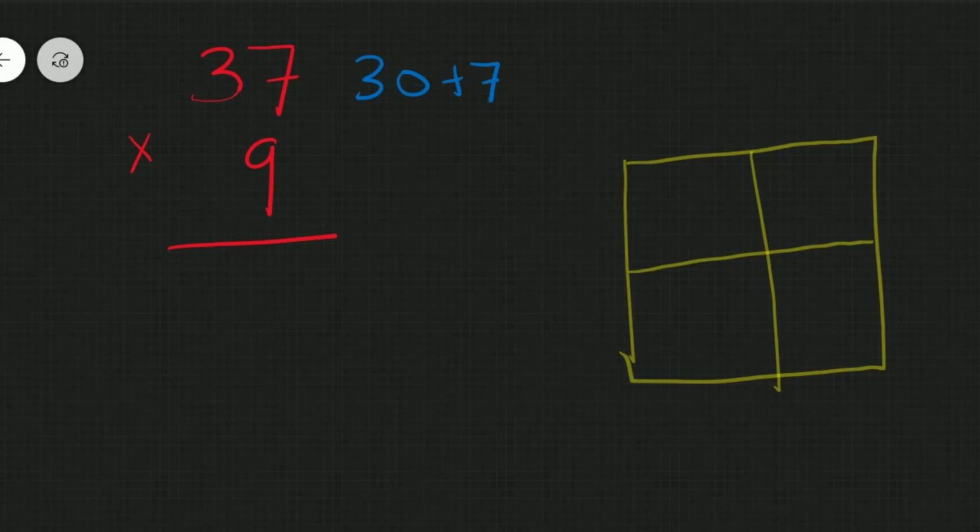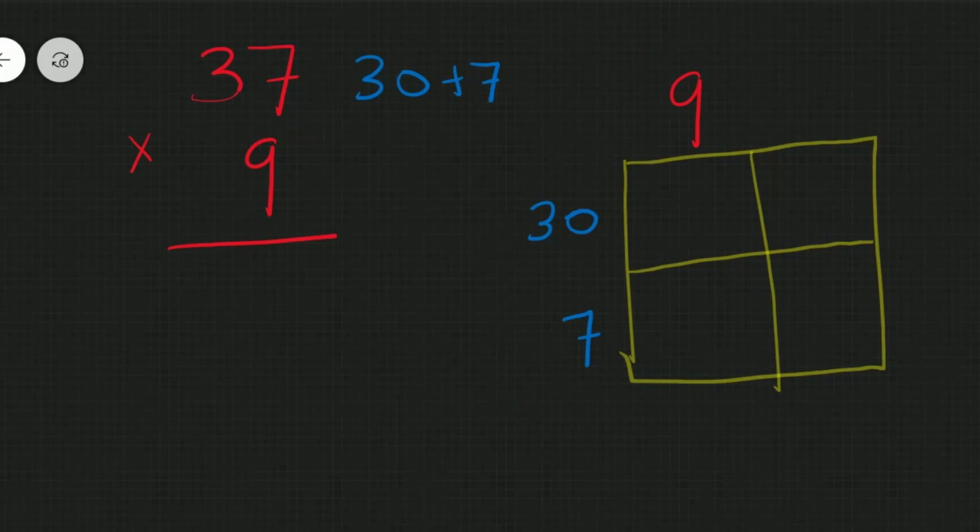All right, so just to show you guys that it works no matter which way you do it, because math is commutative, I put the 37 on the top last time, the double digit on the top. This time, I'll do it on the side. Just so that you can see it doesn't make a difference. 37 times 9.